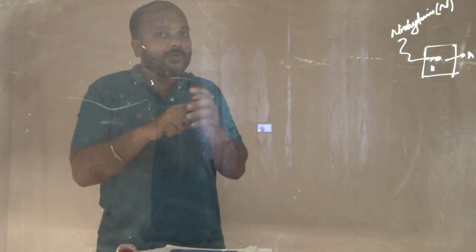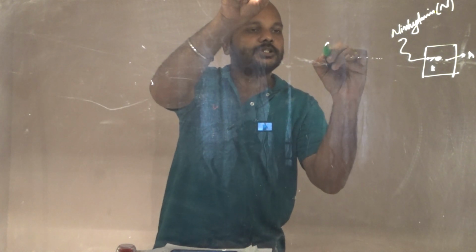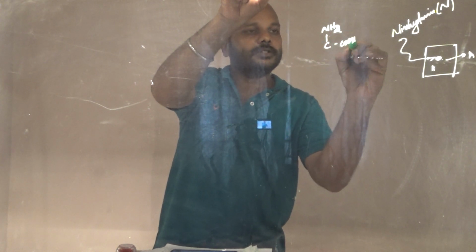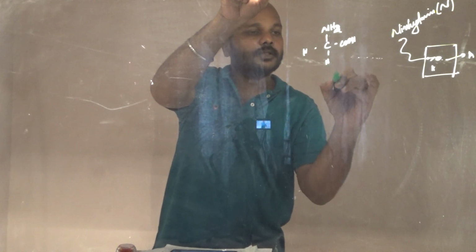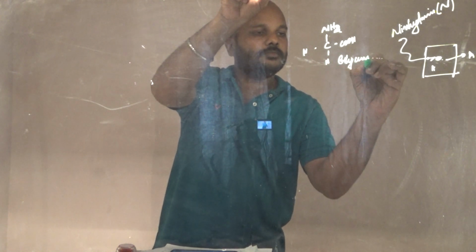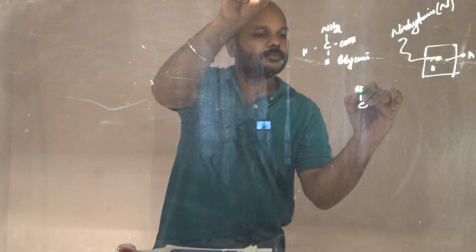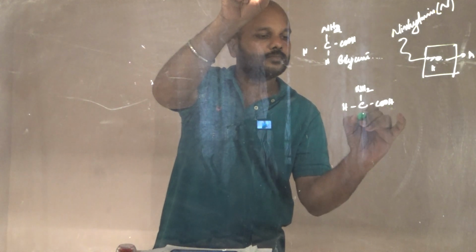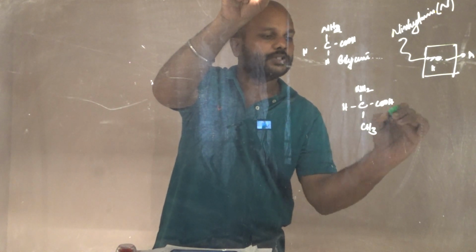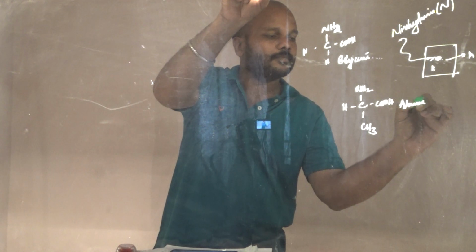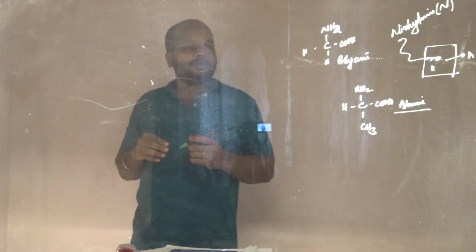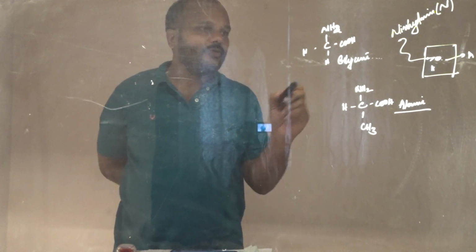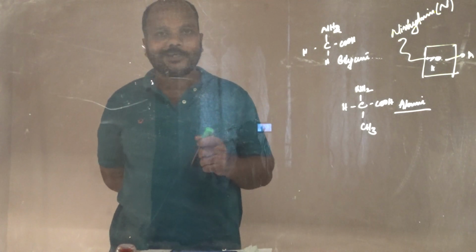I will tell you about these amino acids. If I show you two structures, this is glycine, NH2CH2COOH, the simplest amino acid. And this is alanine. Glycine and alanine. What is the difference between both? Only one methyl group. Do you think it is a big difference?